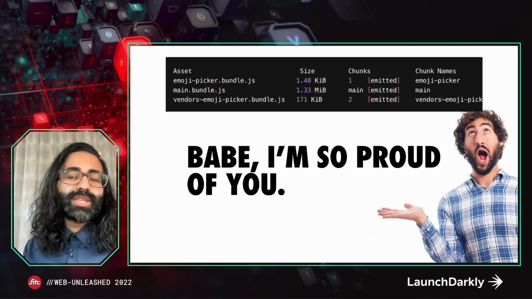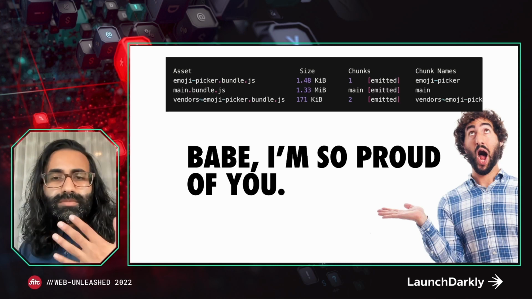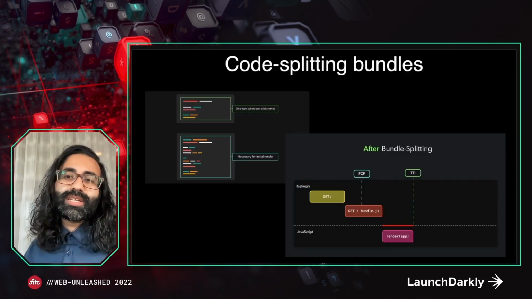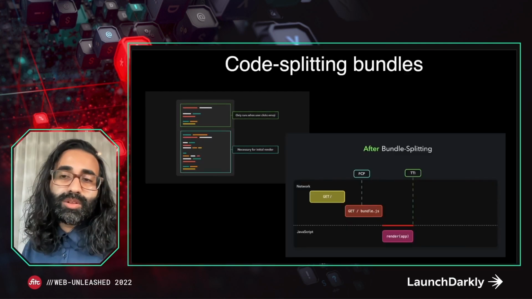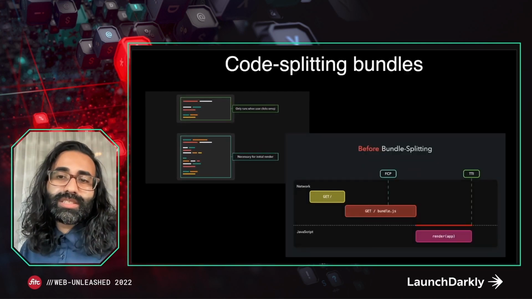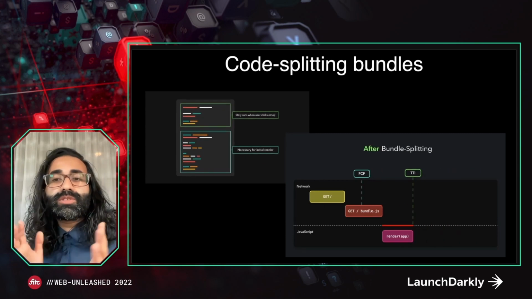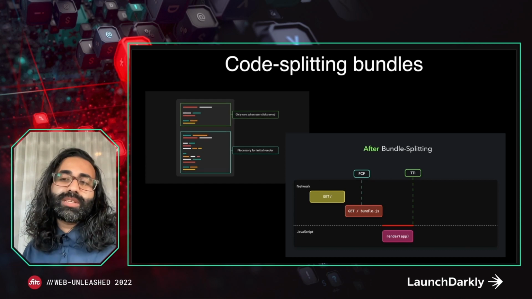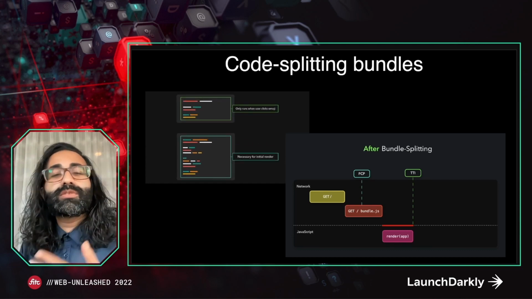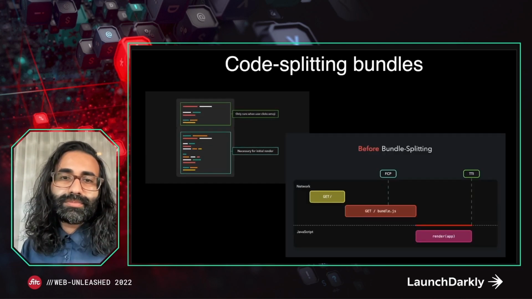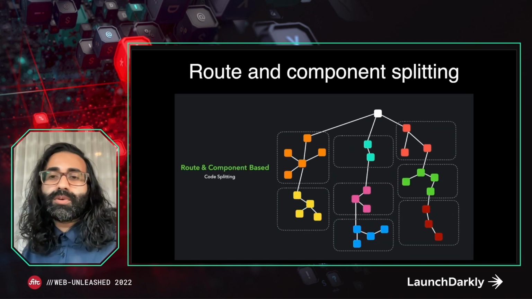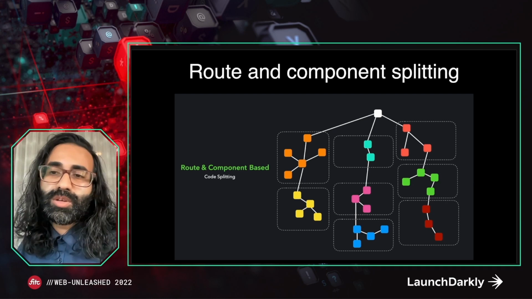And you can also always do things like prefetching to reduce the time the user is waiting for that emoji picker. By bundle splitting our larger bundles into smaller bundles, main.bundle.js and emojipicker.bundle.js, we reduced the initial loading time, and we're also able to reduce how much JavaScript needed to be executed, which helped us improve our time to interactive here. Now, to further improve the page's performance, you can use both route-based and component-based code splitting.